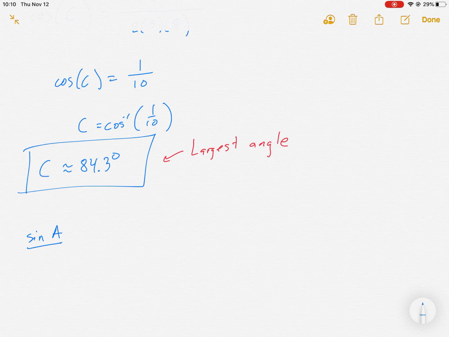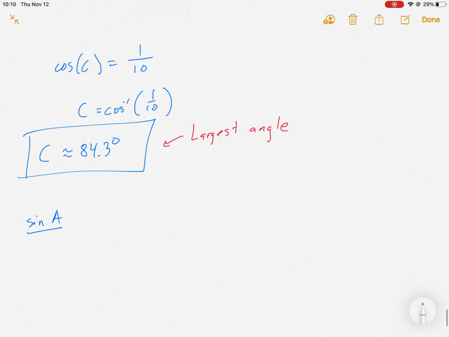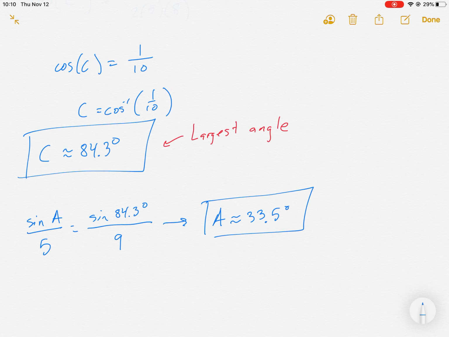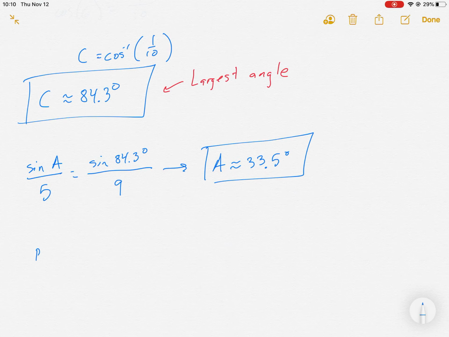Sine of A over side length A, which was 5, has to equal sine of the angle I just found over side C, which was 9. Solving for A, multiply by 5, take sine inverse. We end up with approximately 33.5 degrees. And then using that the sum is 180, we get that B is approximately 62.2 degrees. So there you go.